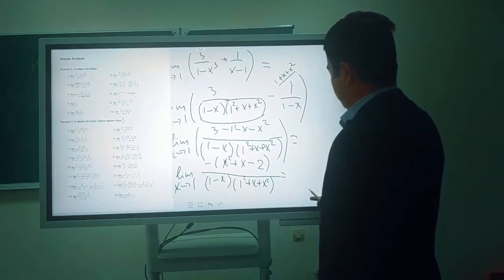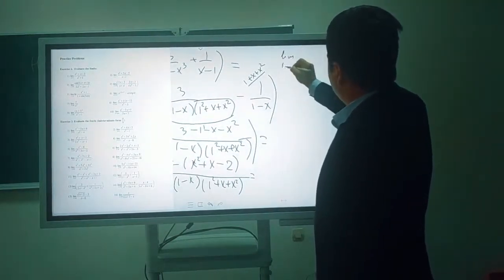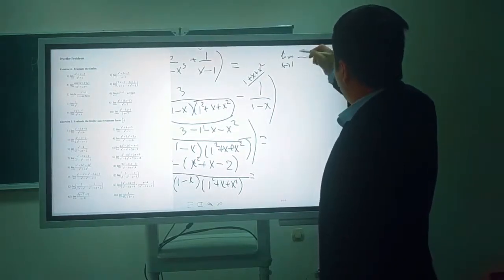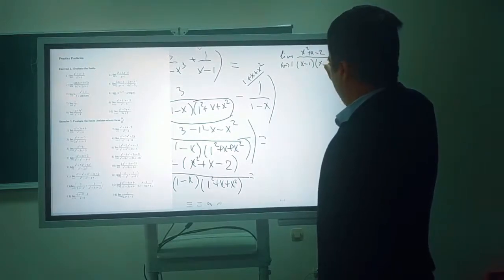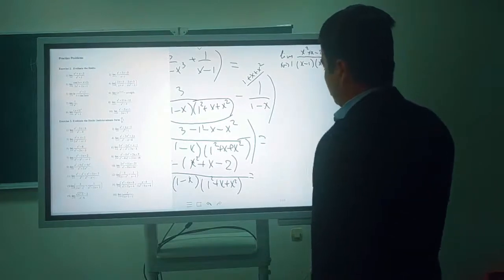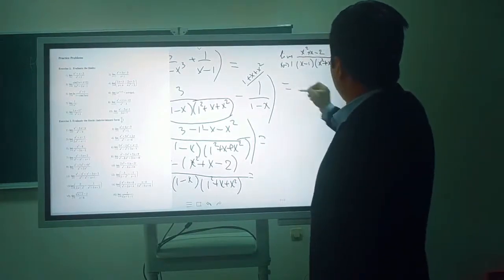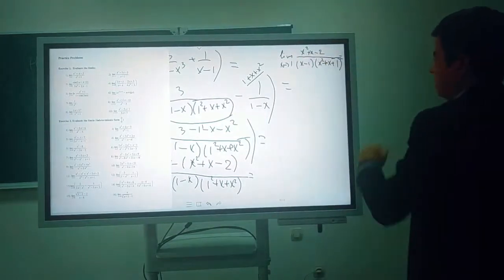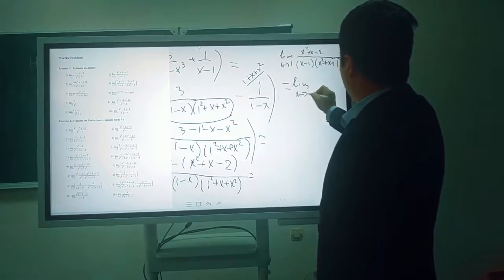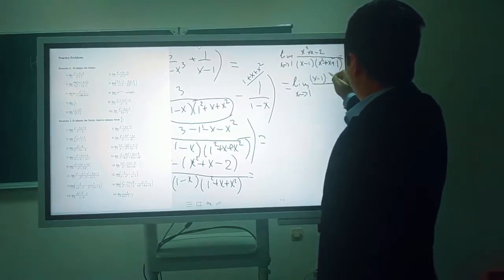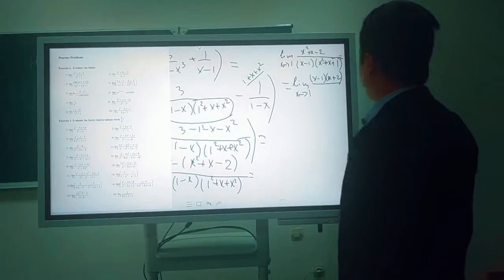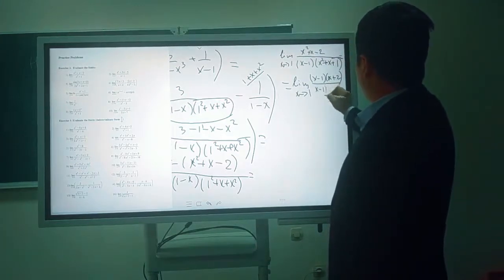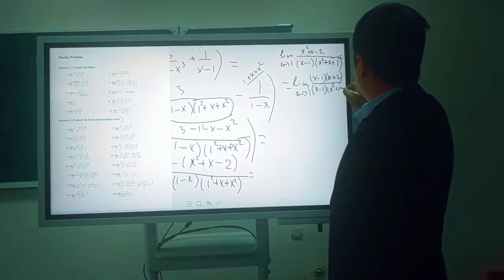Let me write here one more time. Limit as x tends to 1. So now we can cancel the minuses. (x squared plus x minus 2) over (x minus 1)(x squared plus x plus 1). So now let's consider the numerator, and here we can factorize it as (x minus 1)(x plus 2), because the roots of this polynomial are 1 and minus 2. The denominator is (x minus 1)(x squared plus x plus 1).